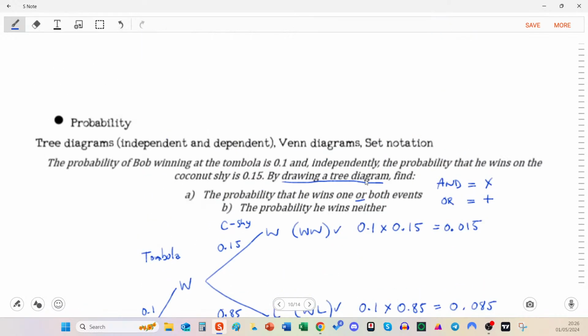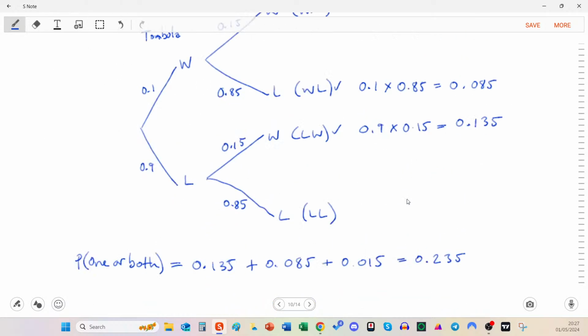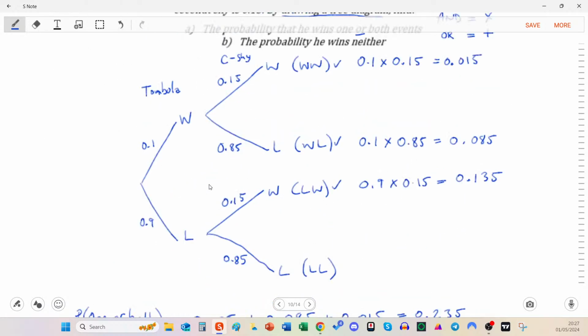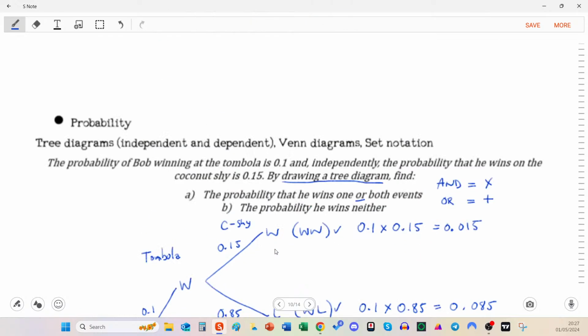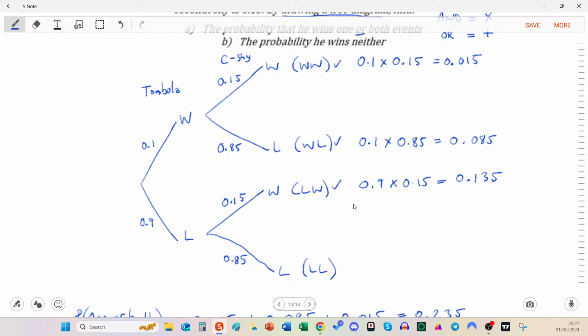All right, so we've got a probability that he wins one or both events. Done, in the bag. The tree diagram alone is typically worth 3 marks. So to then go on and do something like this may give you another 2 or 3. So that's really good jobs. The next one, the probability that he wins neither. So that means that he doesn't win in both cases.